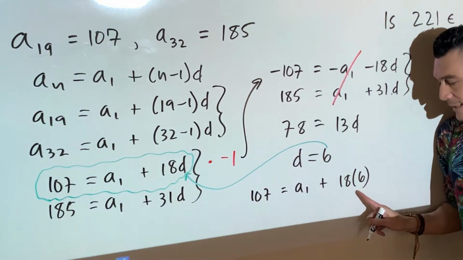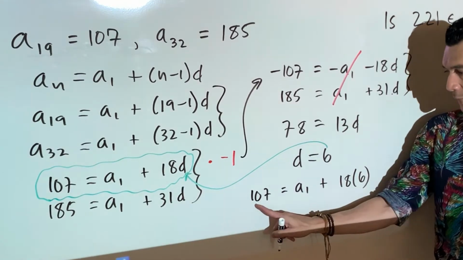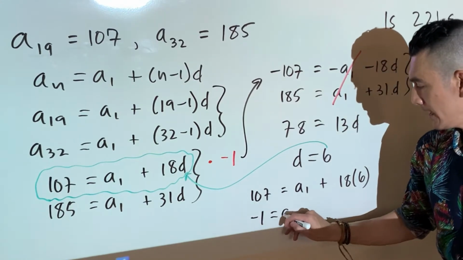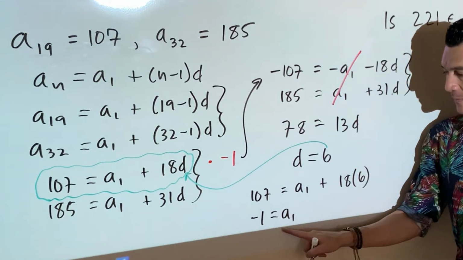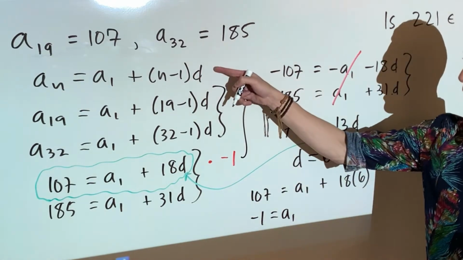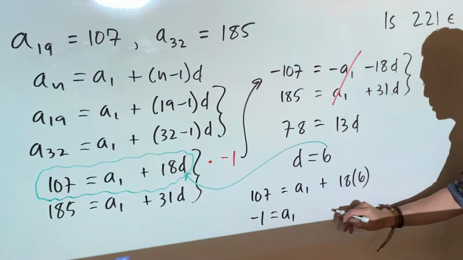18 times 6 is 108. Subtracted from that should be -1 equals A1. So my first term is -1. My common difference is 6. We can now fill out our explicit rule with specific values. And that would look like this.